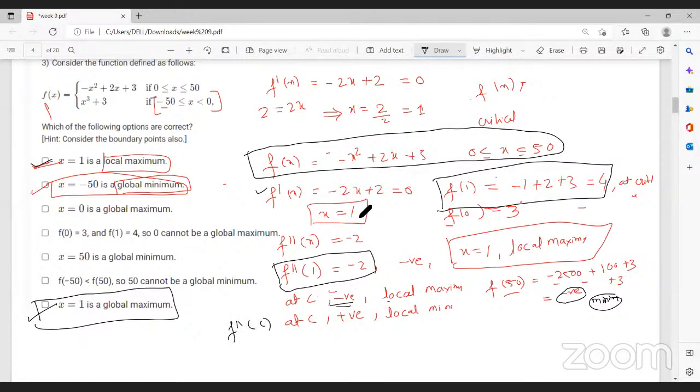Okay. And that means here is a local maximum. See, here there is no variable, right? It's simply minus 2. It will always be negative. So it will have a maximum value only, right?